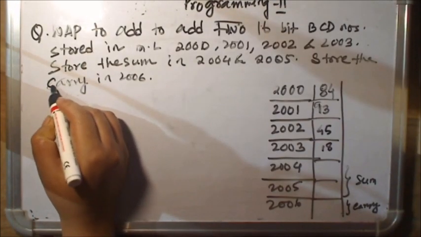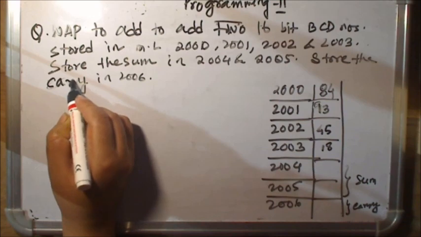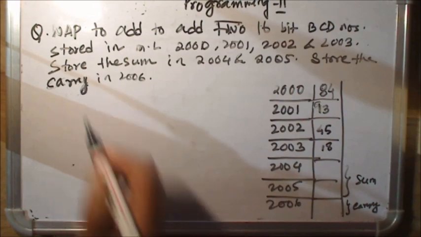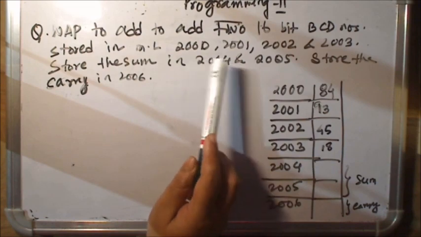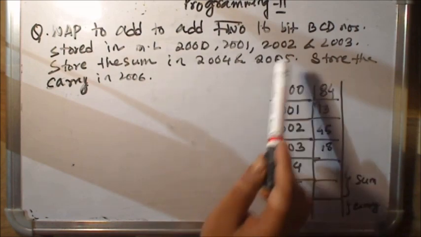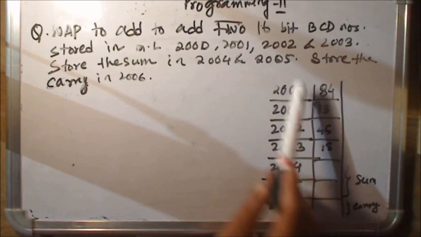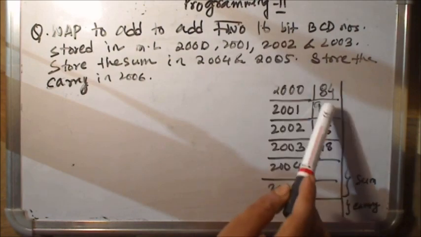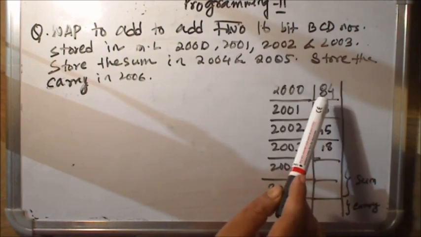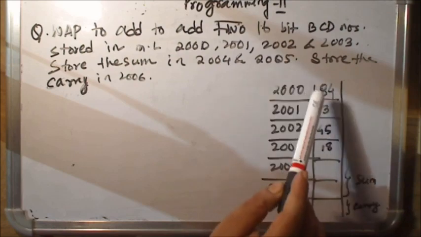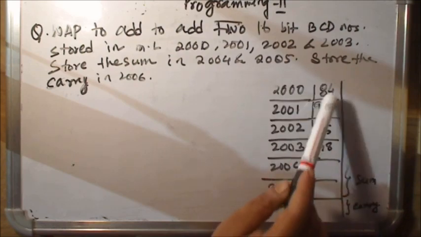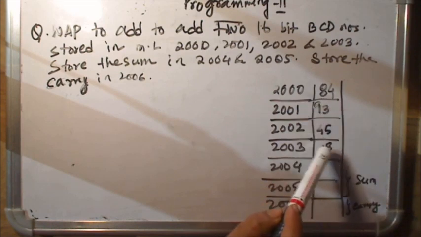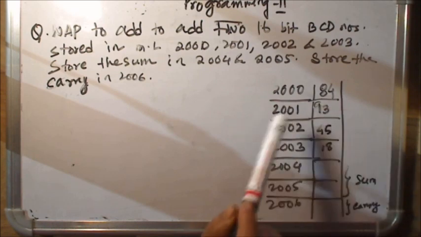Now the next program is to add two 16-bit numbers stored in memory locations 2000, 2001. The first number will be stored in 2000 and 2001. Since this is 16-bit, one location will contain one 8-bit number, 1 byte. So for 16-bit we require 2 memory locations. So 2000 and 2001 will hold the first number, and 2002 and 2003 will hold the second number.